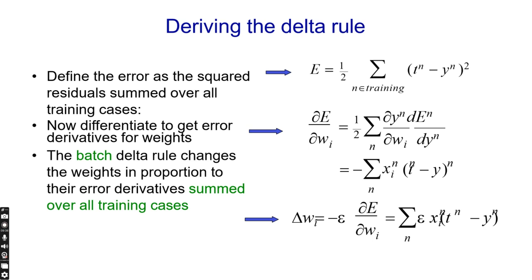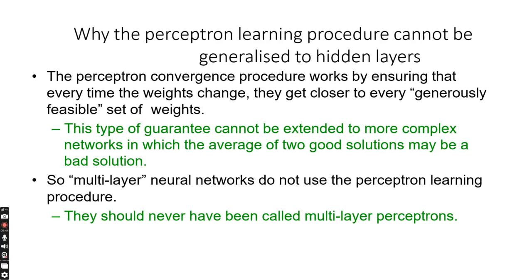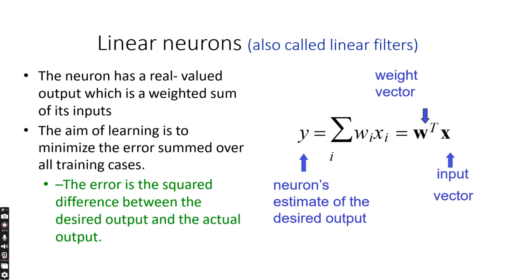Now we'll recall the things we learned today. First, learning the weights of a linear neuron. Then we understood why the perceptron learning procedure cannot be generalized to hidden layers, because the perceptron learning procedure is only applicable to the single layer perceptron. It is not applicable to the multi-layer perceptron. And we have different ways to show how the learning procedure makes progress. There are two methods: one is an iterative procedure and one is an analytic way.